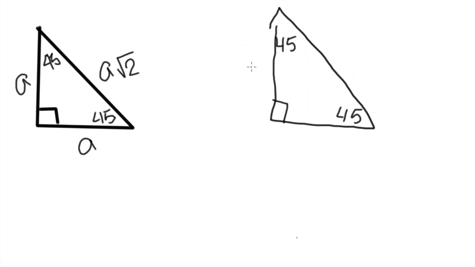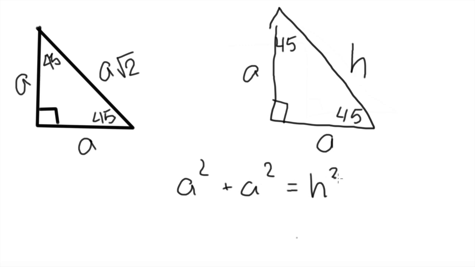If I make each leg equal to A, which we know have to be equal to each other because they're across from equal angles, and the hypotenuse H, we can use the Pythagorean theorem to figure out how long H is going to be in relation to A. So we would do A squared plus A squared equals H squared, which simplifies to 2A squared equals H squared.